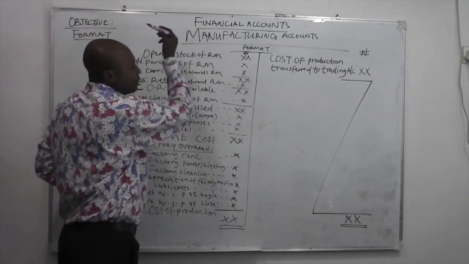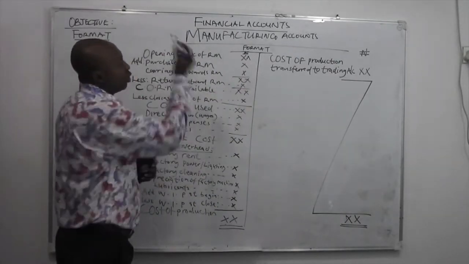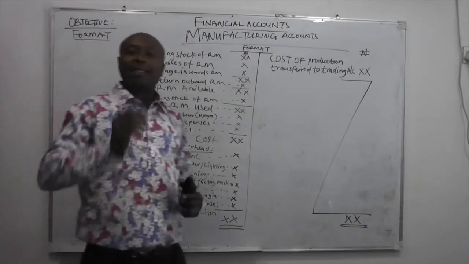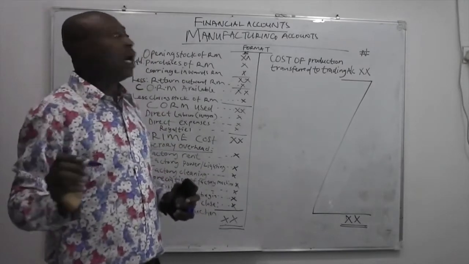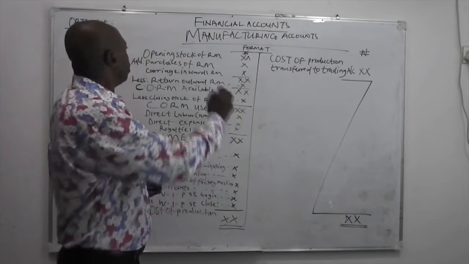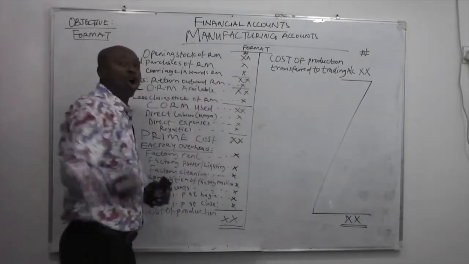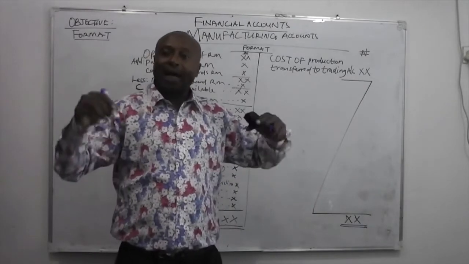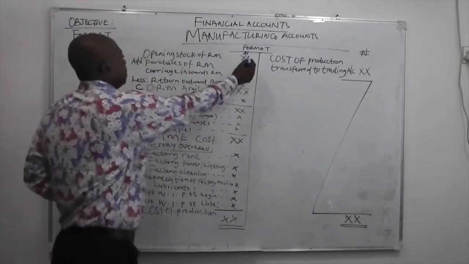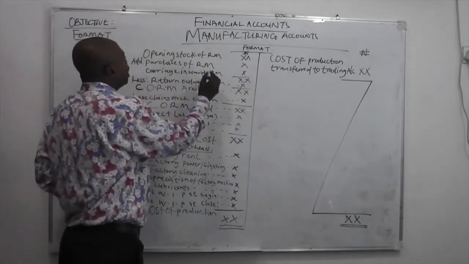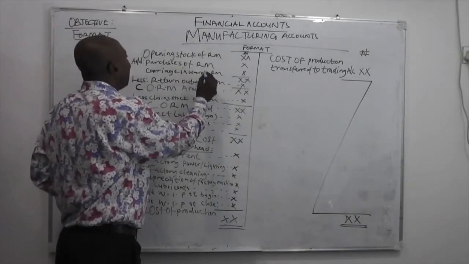Let's say the closing stock of last period, December 2019, was 25,000 naira. You bring that down as the opening stock of this period, January 2020. Then you have the purchases of raw material. How much did you buy in the current period?